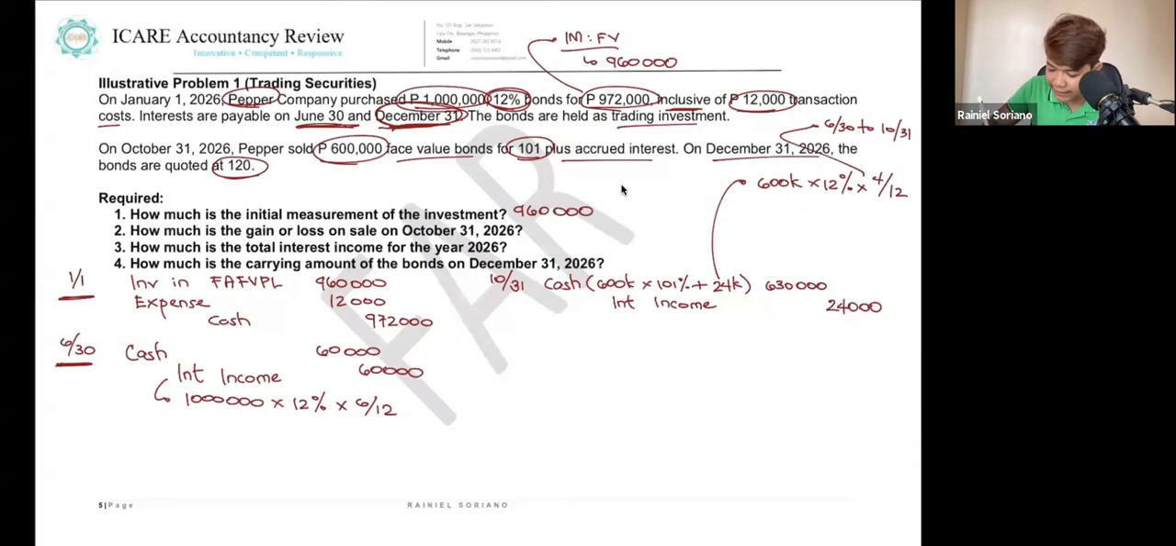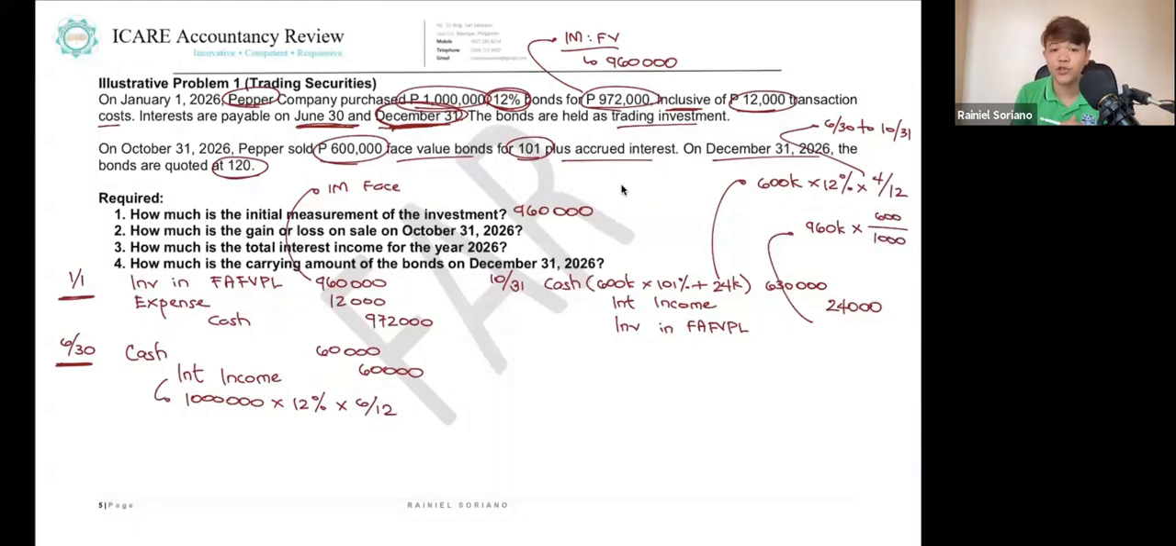Okay? Then apparently, nagbenta tayo. So, we need to credit now investment in what? Investment in financial asset at fair value through profit or loss. The question here is magkano? Well, see to it na yung measurement natin at the beginning is 960,000. Etong 960 na to, this is good for 1 million face amount bonds. So if we are just selling 600,000 face amount bonds, we need to multiply this now by 600,000 and then divide this by 1 million because kailangan natin i-prorate yung 960. Okay? So 960 times 600 divided by 1 million, this is equal to 576,000 pesos.